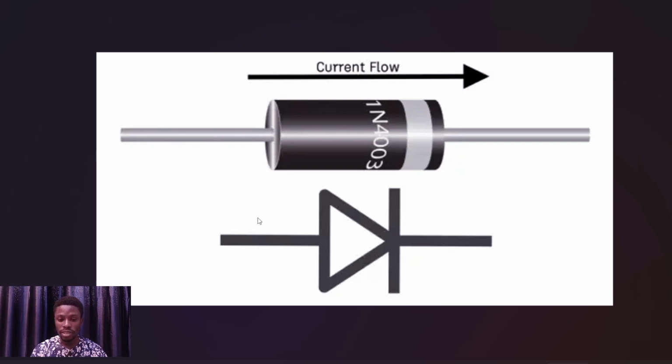On the symbol, this is the anode side and this is the cathode side. The cathode side is where you have this line closing up this triangle, and it also signifies the direction of current flow.